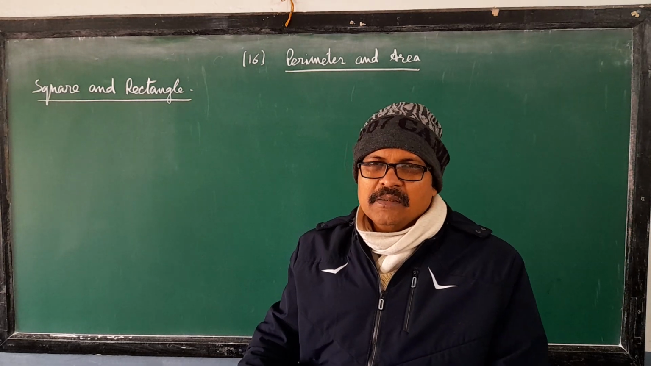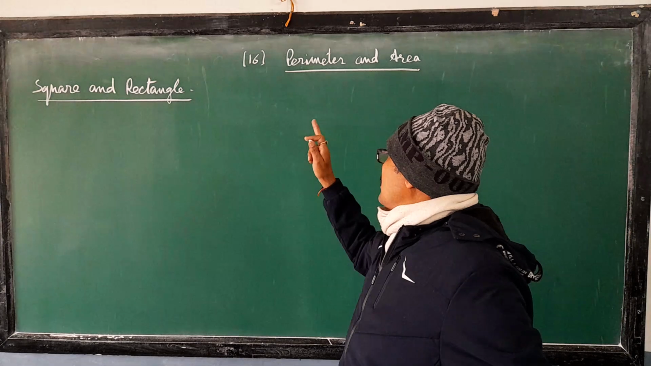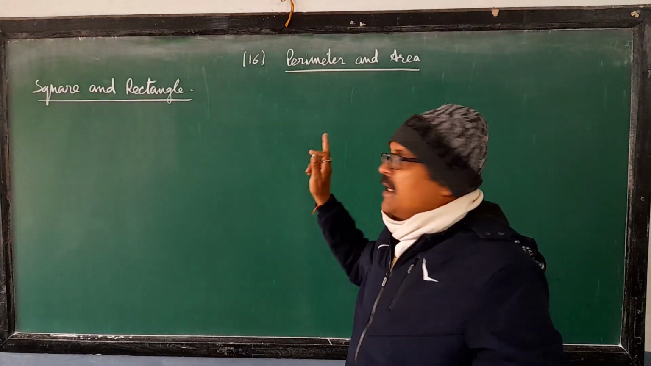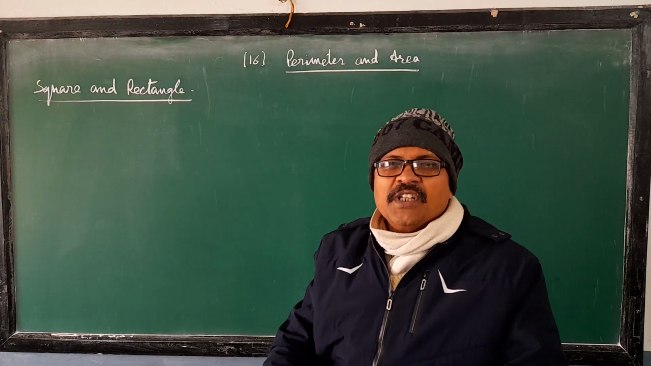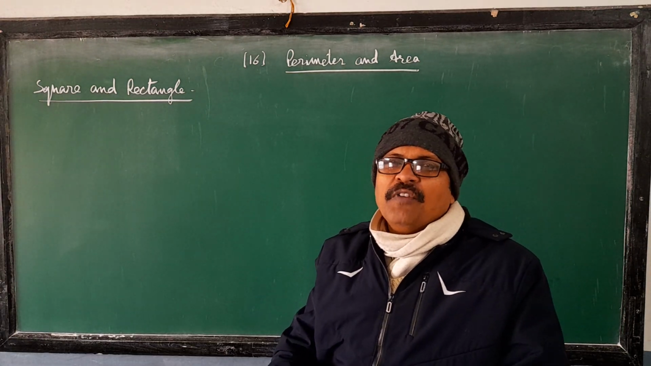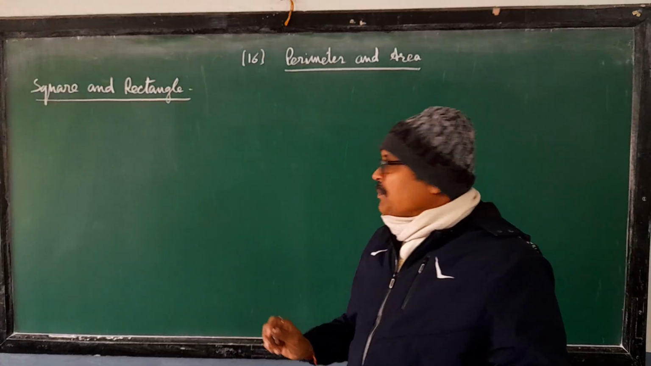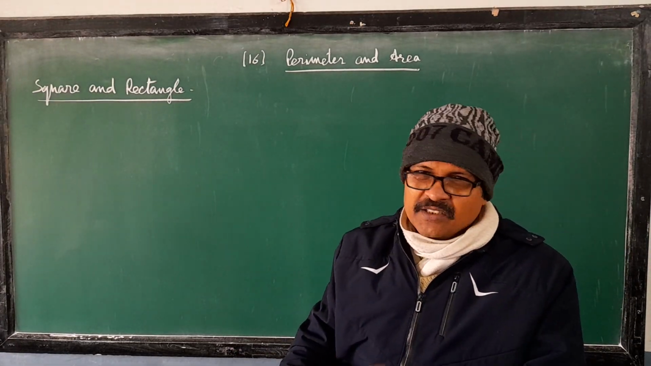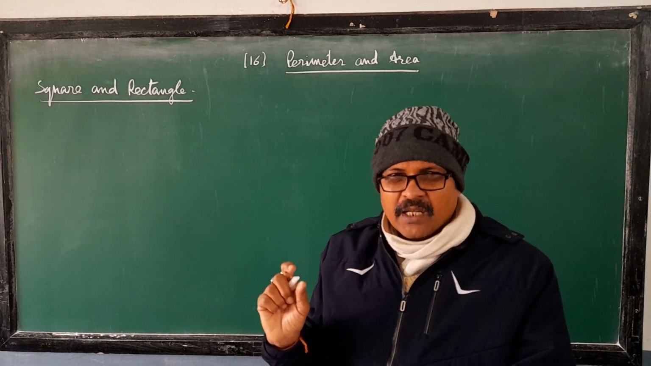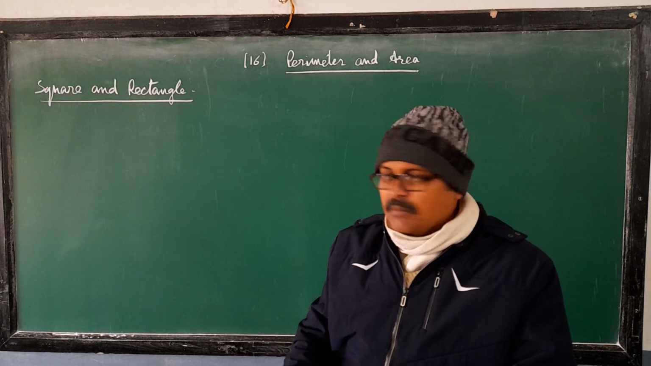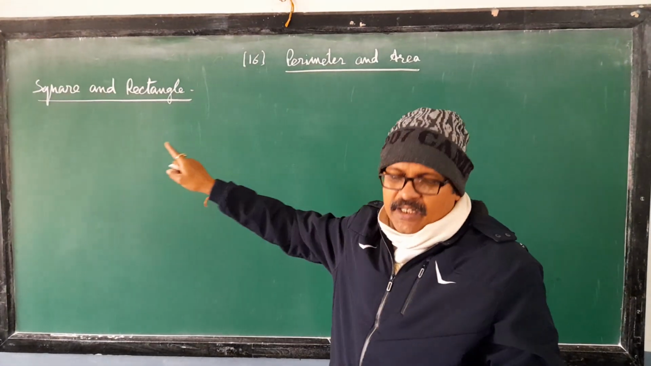Good morning, students. Today we are going to start chapter number 16, which is perimeter and area. So today we will study how to find perimeter and area of a plane figure. There are many plane figures, like triangle, rectangle, square, pentagon, hexagon, and so on. But today we will study perimeter and area of square and rectangle.